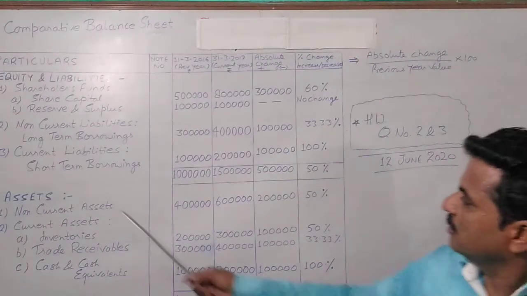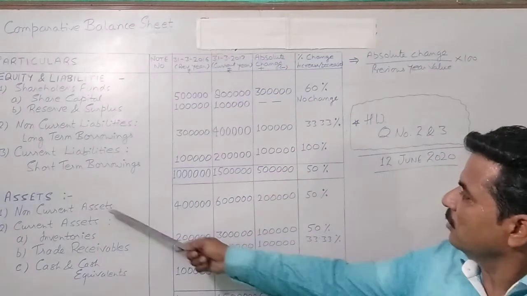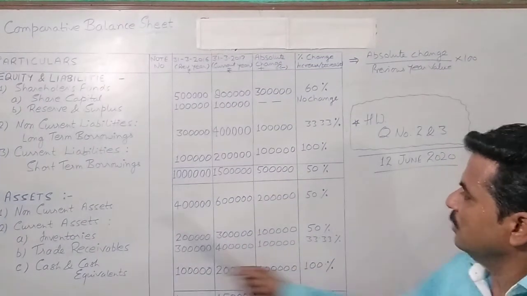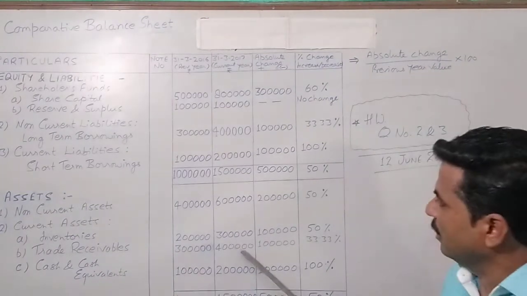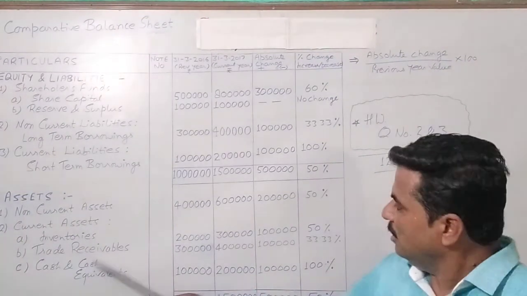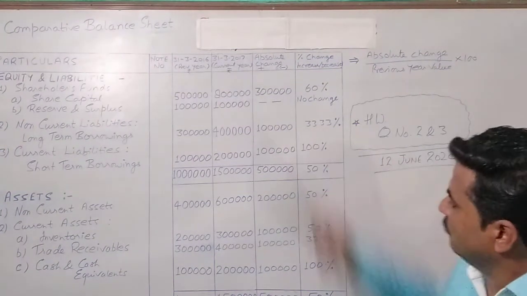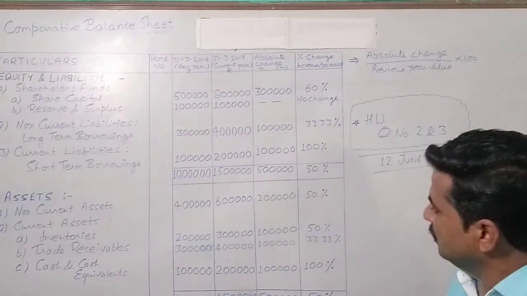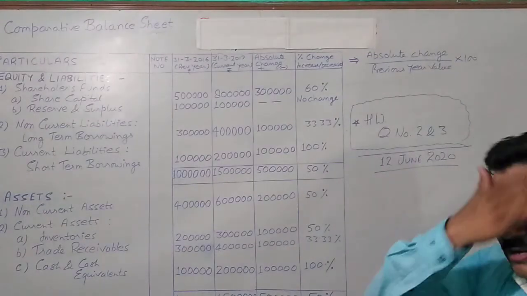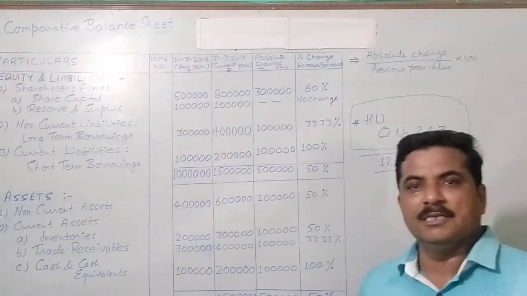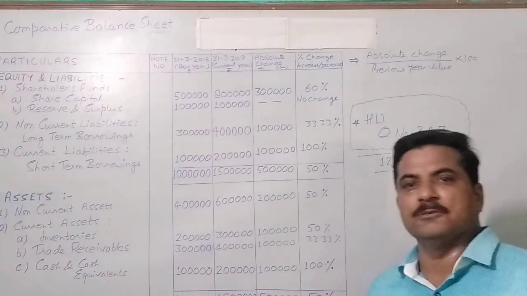In the same way, we can note down and compare. In the current year, non-current assets are rupees 6 lakh, inventories have become rupees 3 lakh, trade receivables have become rupees 4 lakh, and cash equivalents are rupees 2 lakh in the current year, that is 2017, and the total for the balance sheet is 15 lakh. It means we can compare and find out changes, increase or decrease, in absolute figures and in percentage also.